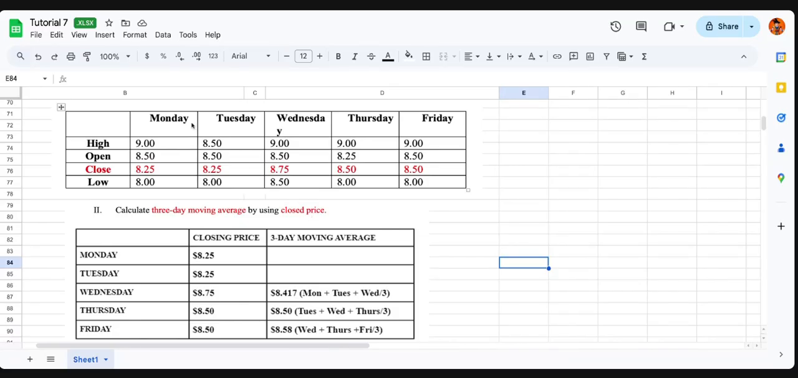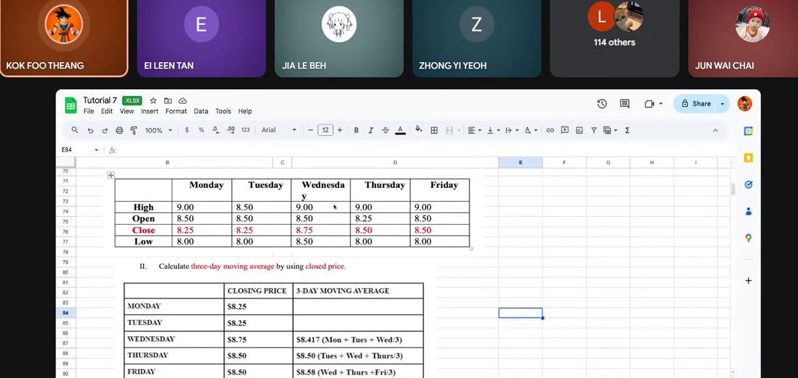So as you can see, just like your assignment. The first one, you cannot start calculating on Monday, right? You need 3 days. So you can only start calculating the average on Wednesday, because you have to use a 3-day average: Wednesday, Tuesday, and Monday. So 825, 825, 875. So the first 2 days, we don't have information.